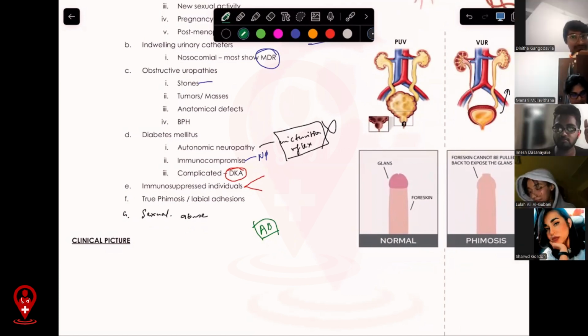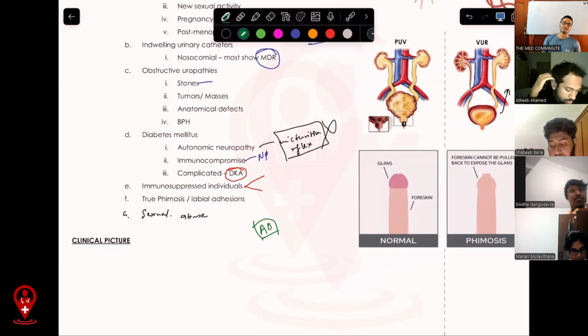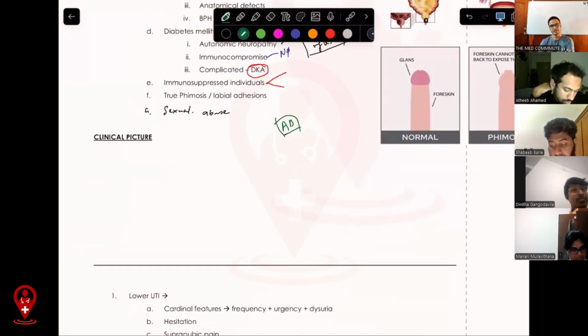Okay, good. So we'll come to the clinical picture, guys. Here, what we are going to do is we are going to look at the underlying mechanism and relate it to the clinical picture. What do I mean by that? Firstly, guys, we'll start off with the urothelium itself.